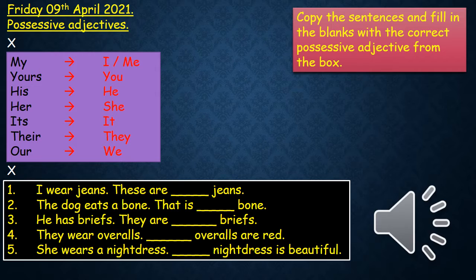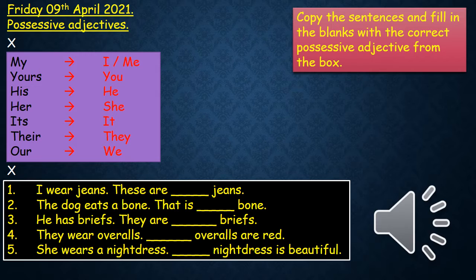Number 2, the dog eats a bone. That is blank bone. Oh, that's easy. What do we use for an animal? Number 3, he has briefs. They are blank briefs. All right, which one do we use for he? That must be easy. Number 4, they wear overalls. Blank overalls are red. Is it a plural one? Will it be their overalls are red or our overalls are red? Be careful, think about your answers.